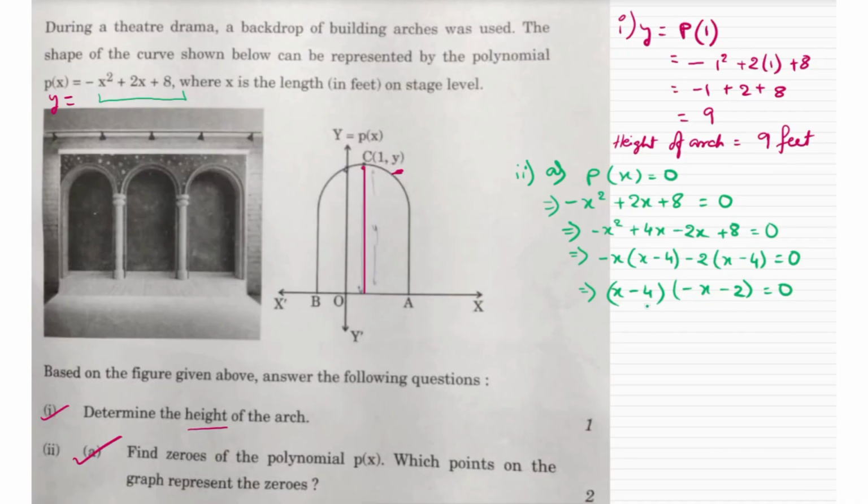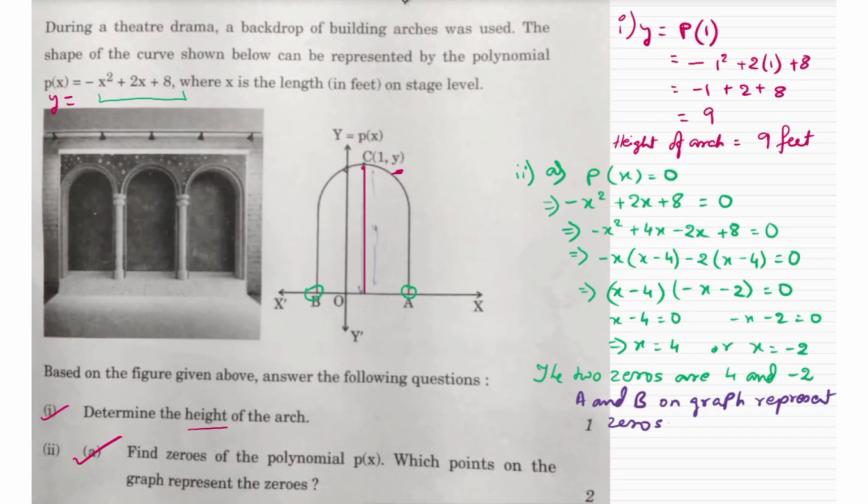To find the zeros, we'll equate each term to 0. That gives me x equals 4, and from here I get x equals minus 2. So the two zeros are 4 and minus 2. Which points on the graph represent the zeros? Obviously the points where the graph touches the x-axis, and those are point A and point B. So A and B on the graph represent the zeros.